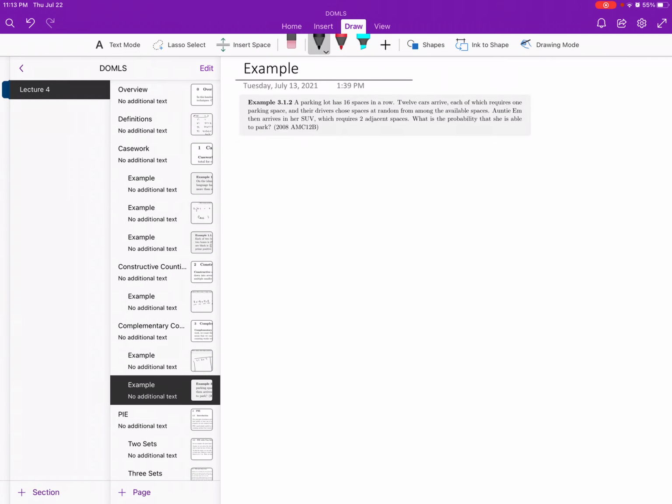Okay, so now let's go on to this next example. A parking lot has 16 spaces in a row, and 12 cars arrive, each of which requires 1 parking space, and their drivers choose spaces at random from among the available spaces. Auntie M then arrives in her big fat SUV, which requires 2 adjacent spaces. So what is the probability that she is able to park? This is actually a pretty difficult question. Well, it's not too difficult. We're going to be able to solve it, but it is pretty hard, and you need some insight.